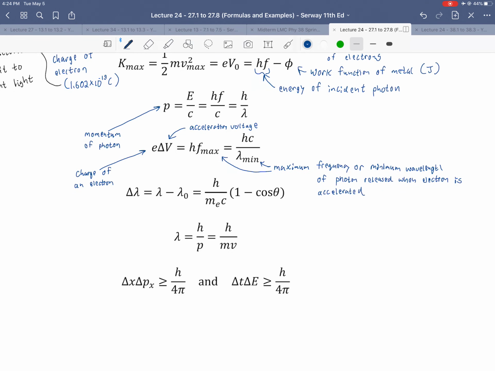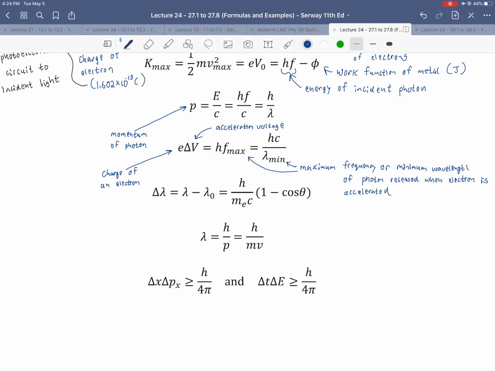And that brings us to Compton scattering. Okay, so this line here refers to Compton scattering. So this whole formula, let's label it like so. Okay, so this is Compton scattering.